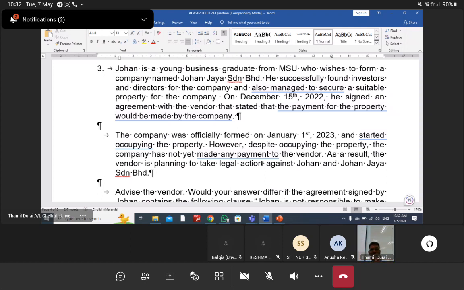Okay, right. The company was officially formed on the 1st January 2023. That means after the contract had been entered. So obviously that contract is a pre-incorporation contract, and the company started occupying the property. However, despite occupying the property, the company has not yet made any payment to the vendor. As a result, the vendor is planning to take legal action against John and Johan Jaya. So who do you think will be liable here? Why not Johan?